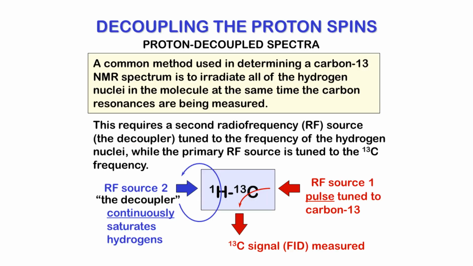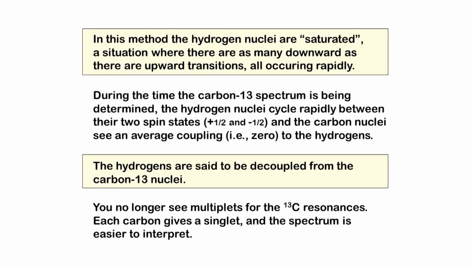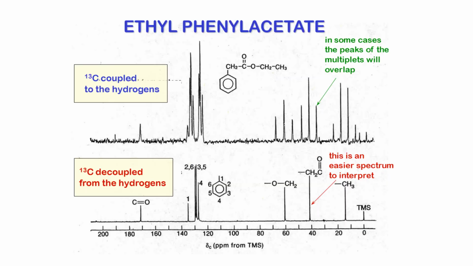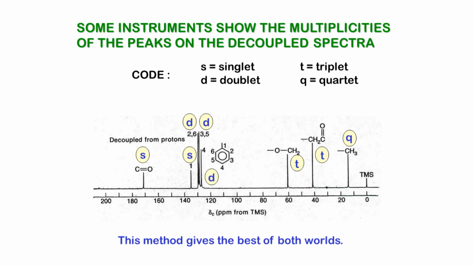Next, we will discuss decoupled spectra, which simplify the interpretation of 13C NMR data. Decoupling the proton spins involves using a second RF source to continuously saturate the hydrogen nuclei, simplifying the 13C spectrum. In this method, hydrogen nuclei are saturated, leading to an average zero coupling to 13C, resulting in simpler spectra. Comparing coupled and decoupled spectra of ethyl phenylacetate shows how decoupling makes interpretation easier by reducing peak overlap. Some instruments indicate the multiplicities of peaks on decoupled spectra, providing the best of both worlds for analysis.